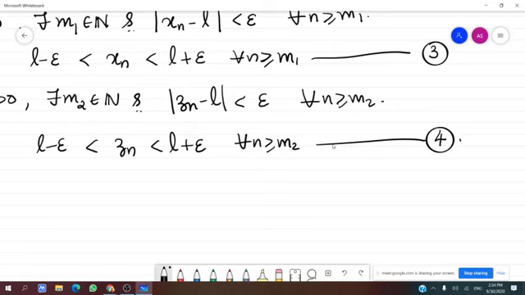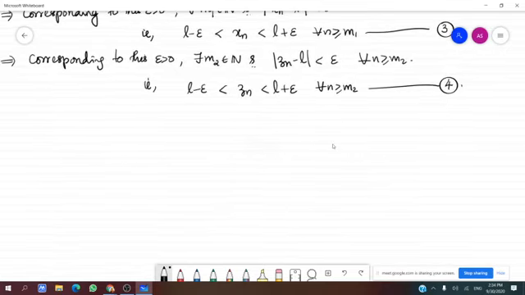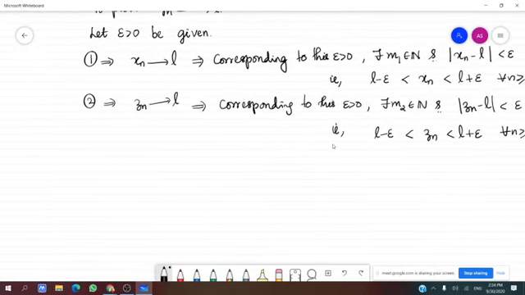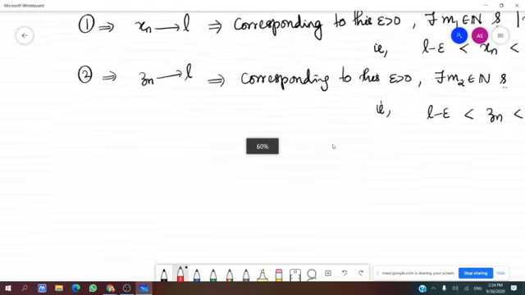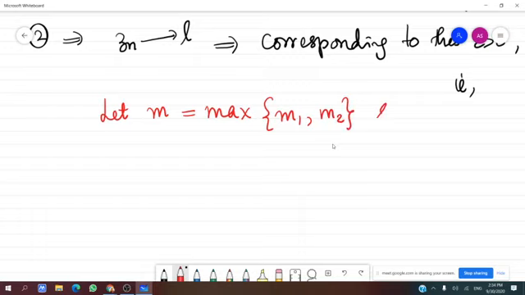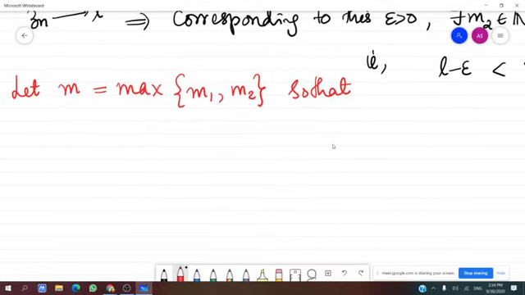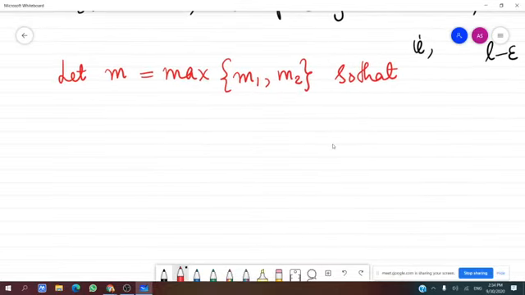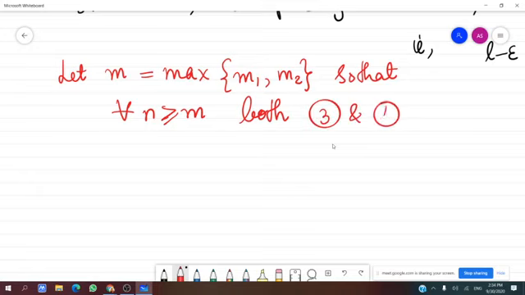Okay, now from these two conditions, condition number 3 and 4, you can say that if you take the maximum of M1 and M2, then both the conditions will hold for all n greater than or equal to M. Let M be the maximum of M1 and M2 so that both the conditions 3 and 4 will hold for every n greater than or equal to M. Okay.